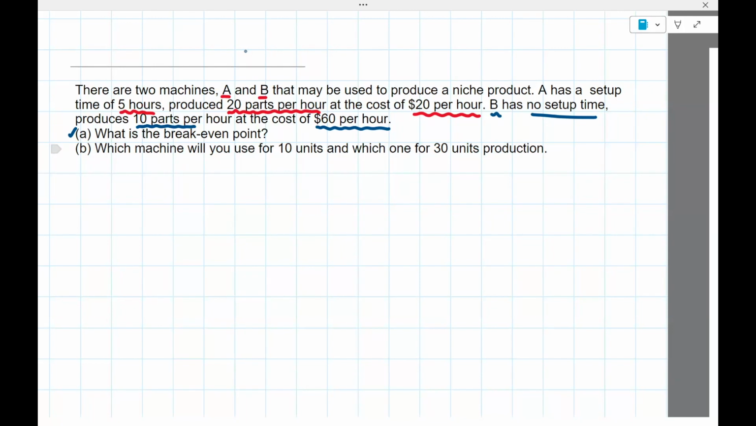I should probably have said, the break-even point can be in terms of time and cost. In this case, I would say in terms of cost. You should also have a break-even point in terms of time. Which machine will you use for 10 units and which one for 30 units production? Again, assuming that you want it to cost as little as possible.